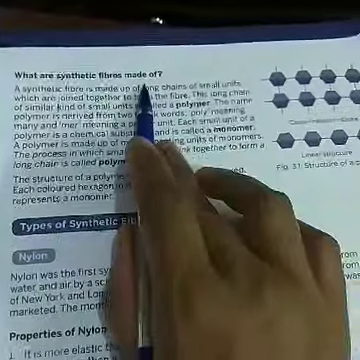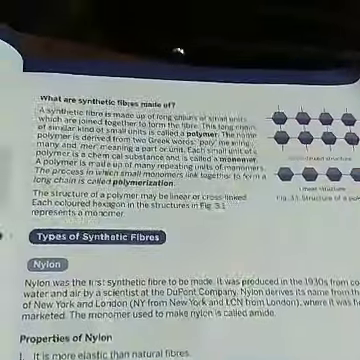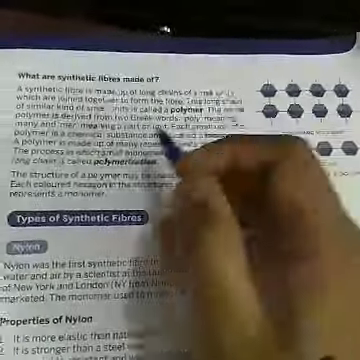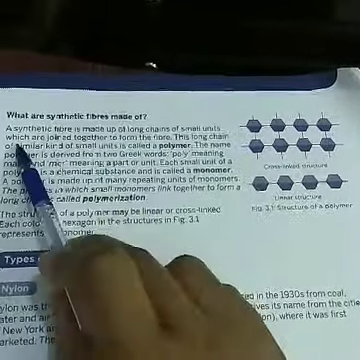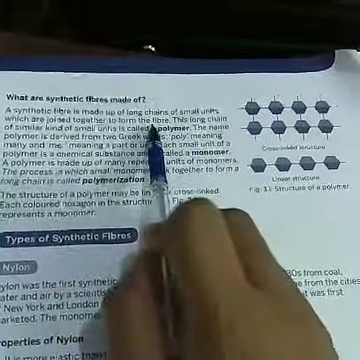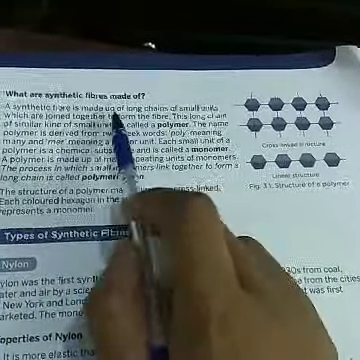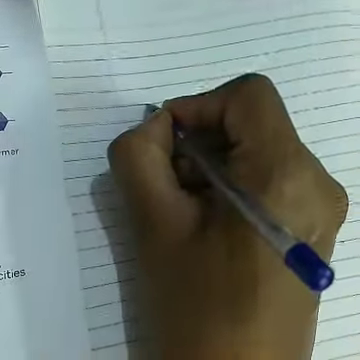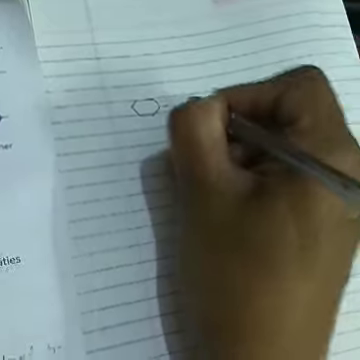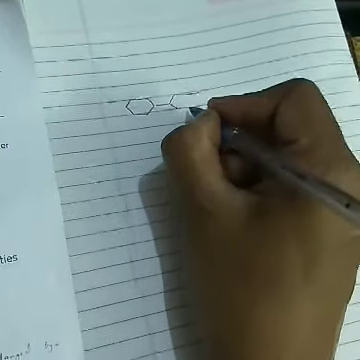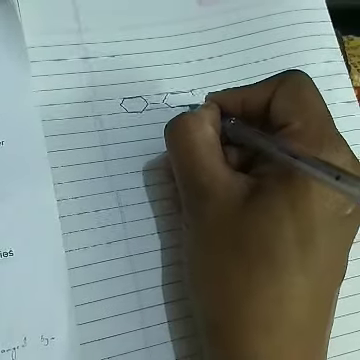Okay, what are synthetic fibers made up of? Our next question is, what are synthetic fibers made up of? We are saying that they are man-made fibers and they are obtained by a chemical process. So what is it made up of? A synthetic fiber is a long chain of small units which are joined together to form a fiber. It contains a long chain of small units like this. The units are in the shape of a hexagon. These hexagons are joined together to form a long chain which is called a polymer.